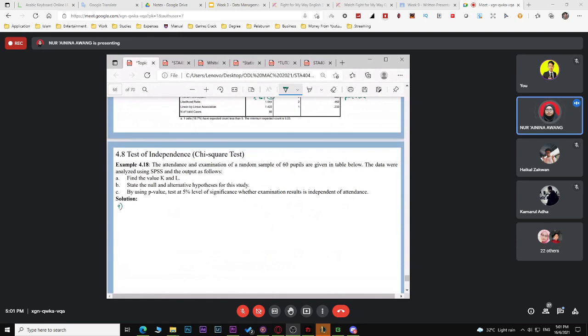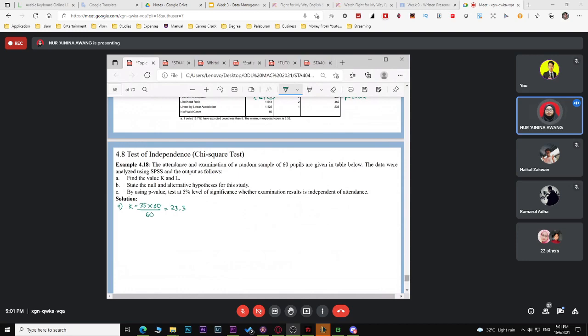So to find the value for K, just multiply your row total with your column total. You will get 35 times 40 over 60. So you will get 23.3. This is the value for your K.